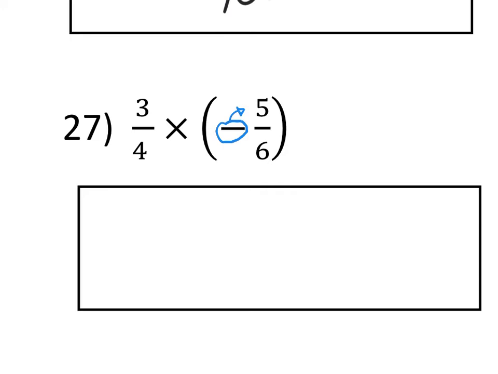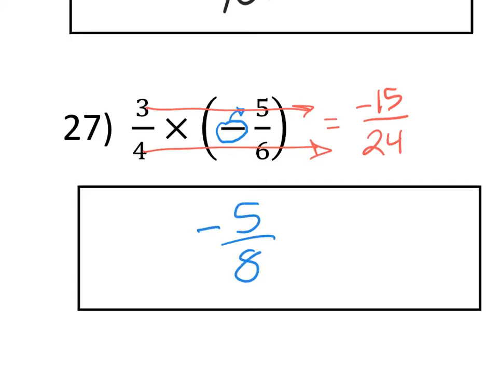So you multiply straight across. 3 times negative 5 gives us negative 15. And then 4 times 6 will give us 24. Then let's make sure we are reduced completely. So in your calculator, negative 15 divided by 24, hit enter, and then math, enter, enter. And that will reduce it for us to be negative 5 over 8.